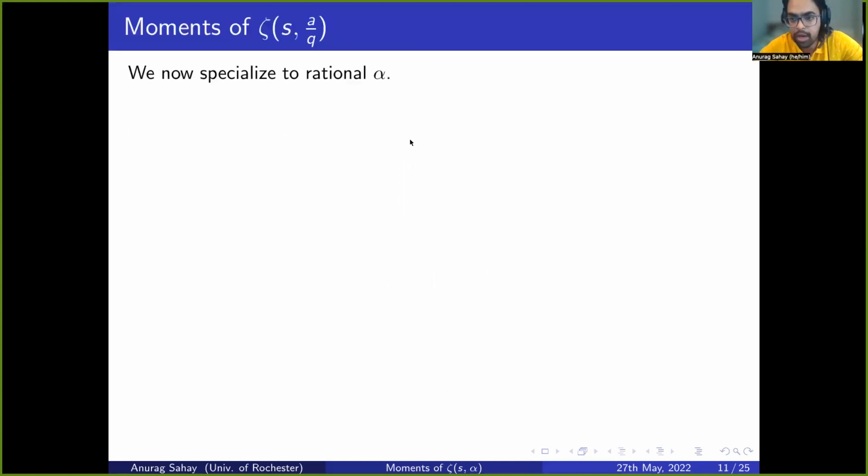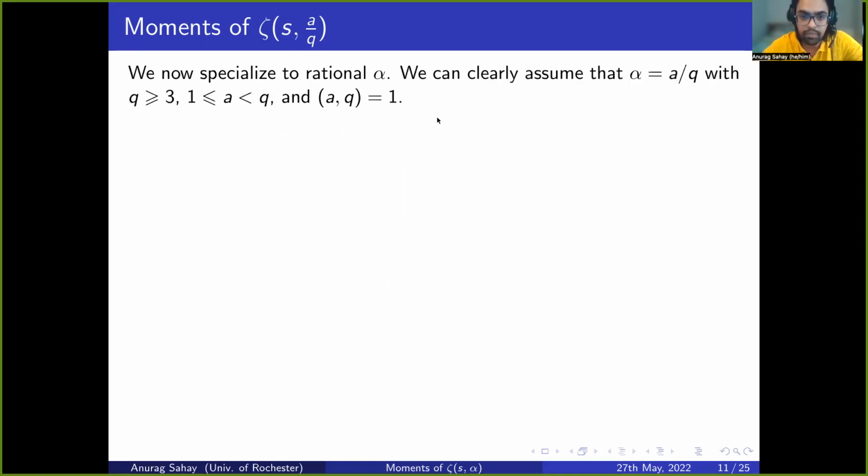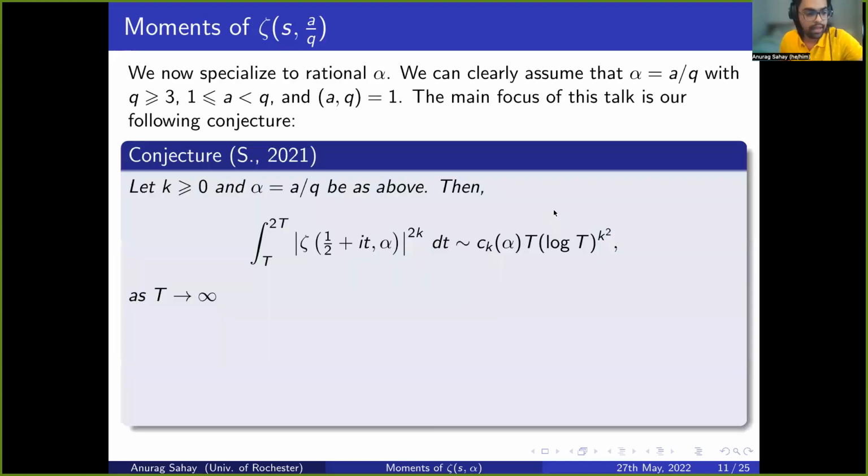I'm now going to specialize to rational alpha and talk about what happens to the moments. One thing is, alpha equals 1/2 is basically the zeta function. So you can assume that alpha is a rational number that is not of denominator 1 or 2, and that it's in reduced form, so A and q are coprime. And the main focus is this conjecture for what the moment should be.